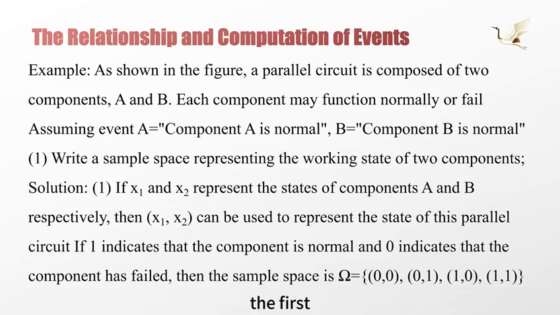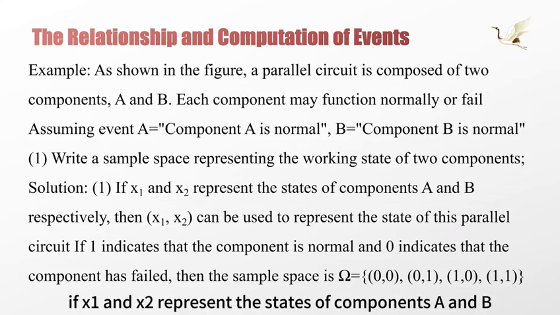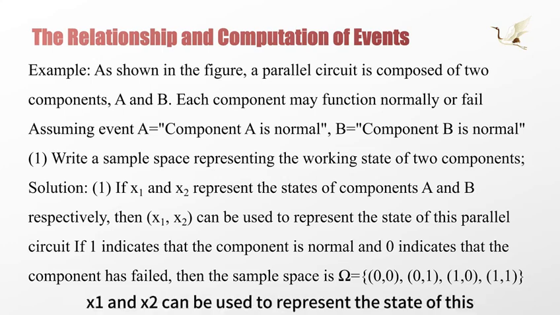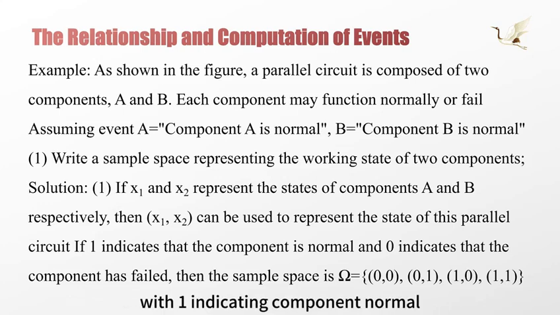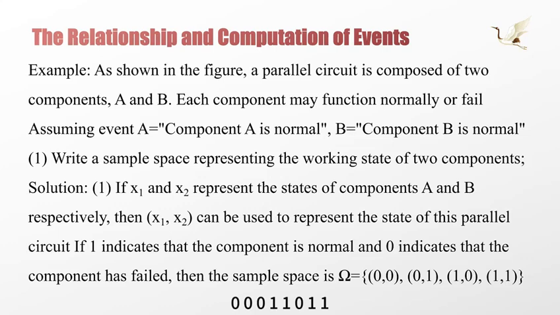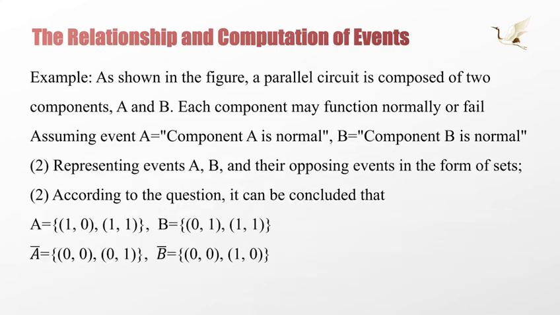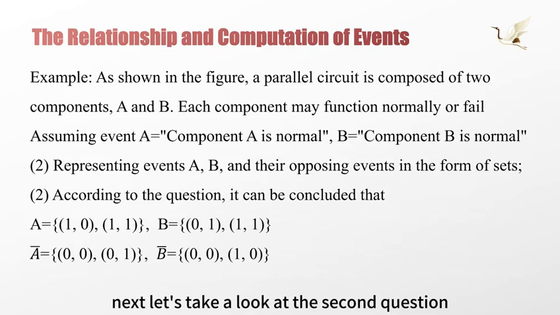The first question. If x1 and x2 represent the states of components A and B respectively, then (x1, x2) can be used to represent the state of this parallel circuit, with 1 indicating the component is normal and 0 indicating the component has failed. So the sample space is the omega set, and there are 4 elements inside: (0,0), (0,1), (1,0), (1,1). Next, let's take a look at the second question.